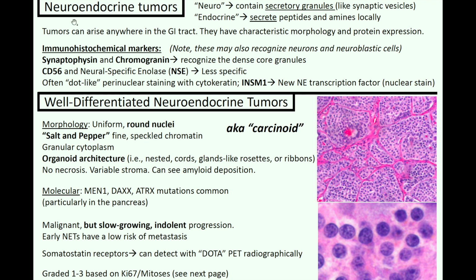So for the IHC that we're going to use for neuroendocrine tumors, the classic neuroendocrine entities, synaptophysin and chromogranin, is going to recognize the dense core granules, and then CD56 and neural specific enolase, or NSE, which is less specific, and there's often dot-like perinuclear staining with cytokeratins. A newer and pretty effective IHC is INSM1, which is a new neuroendocrine transcription factor with a nuclear stain.